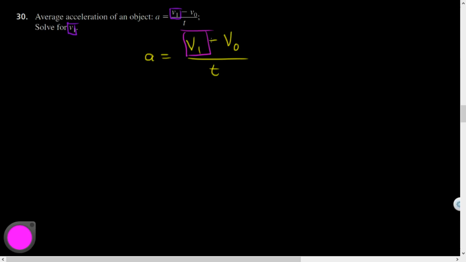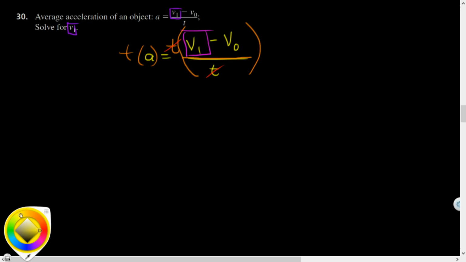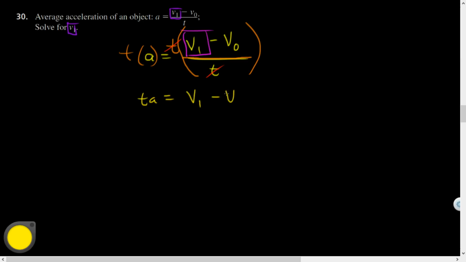So if I'm getting v sub 1 by itself, let's see. Devin, this is the opposite of the answer you usually give me. Here I have this division. How do I get rid of dividing by t? What's the inverse of dividing? Multiplication. Multiply both sides by t, and watch this. I had to do this, by the way, before I dealt with that subtraction, because this fraction bar is a type of grouping symbol. And notice multiplying by t would in fact cancel out with dividing by t. So I'm going to have t times a equals v sub 1 minus v sub 0.